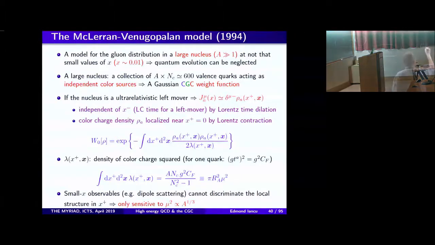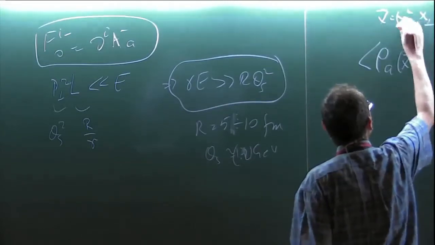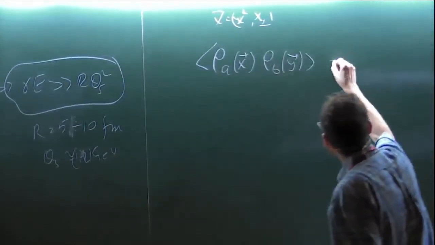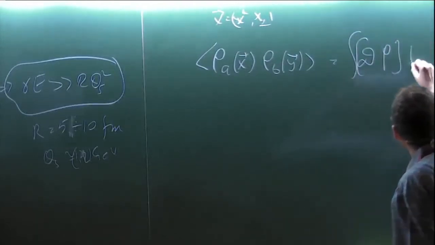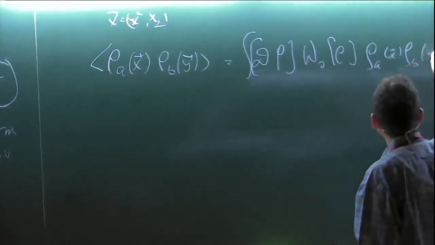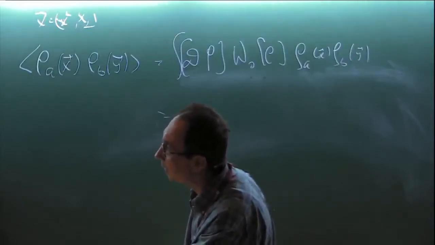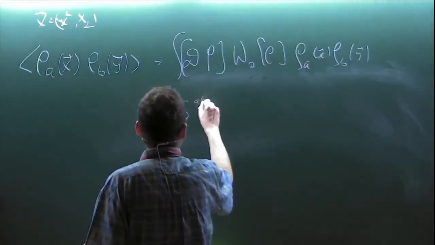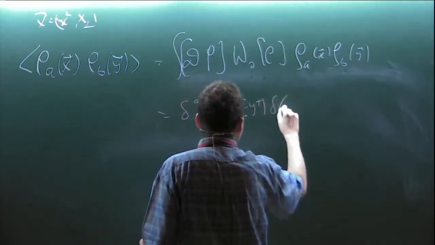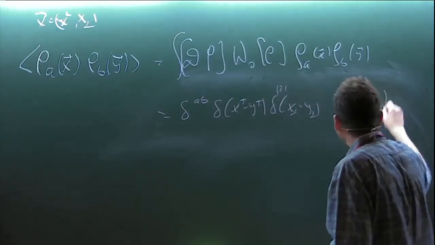Let me compute the following object. The vector x is x plus and x perp. It's a three-dimensional coordinate, right? So I use rho A of x, rho B of y. I compute that. How do I compute it? I integrate over all the color fields with the color charge wave function, which is a Gaussian, times the operator I want to compute, rho A of x, rho B of y. That's the definition. Now I use the fact that this is a Gaussian. So what I get from there is a Gaussian which is local in x perp and x plus. So it's going to be, and also in color, delta AB, otherwise it would be non-zero, times delta of x plus minus y plus, delta of x perp minus y perp, times lambda of x plus and x perp. That's what it is.